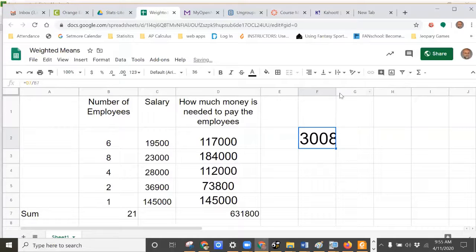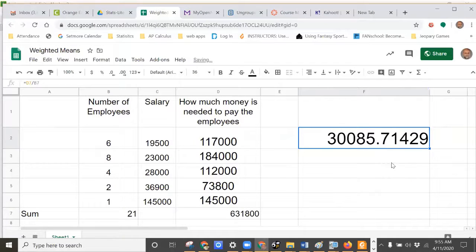Whoops, let's drag this out there. Okay, so just over $30,000. So it looks deceiving. I mean, you could say, hey, on average our employees can make 30,000 bucks, but you've got 18 of them that are earning less than $30,000. So this is one way.